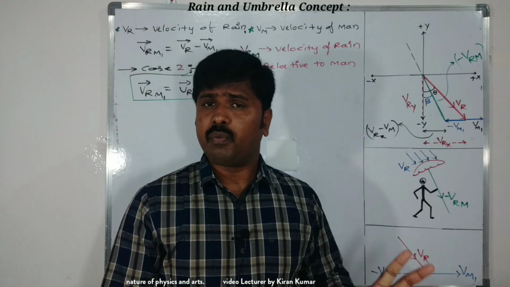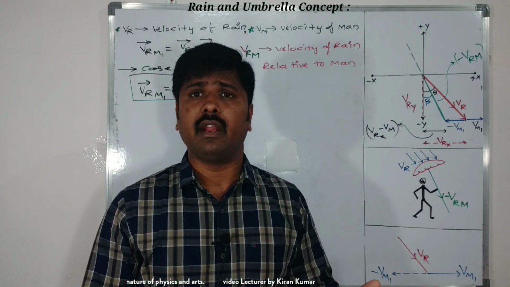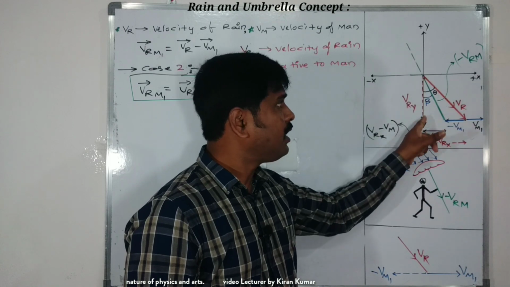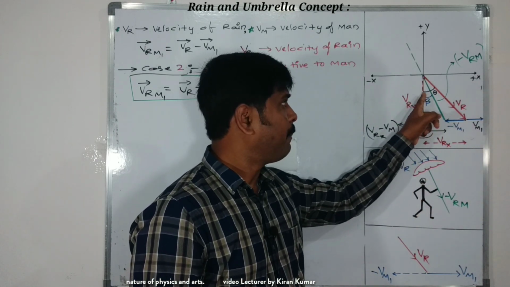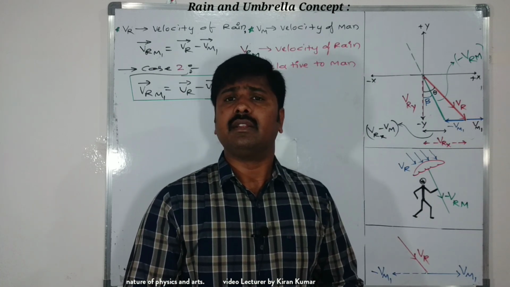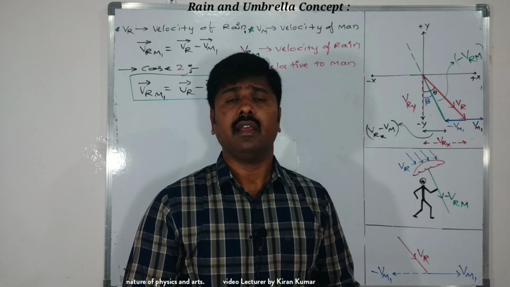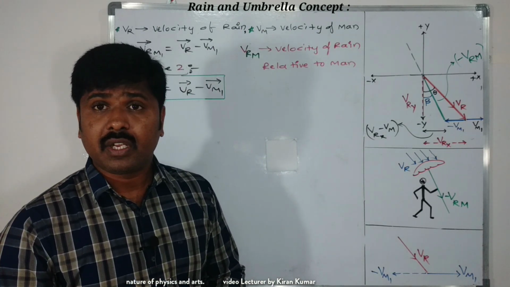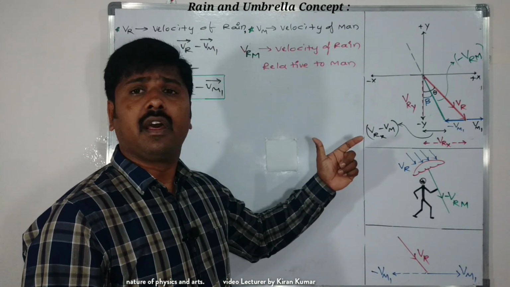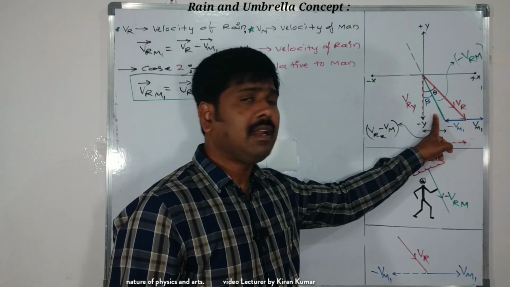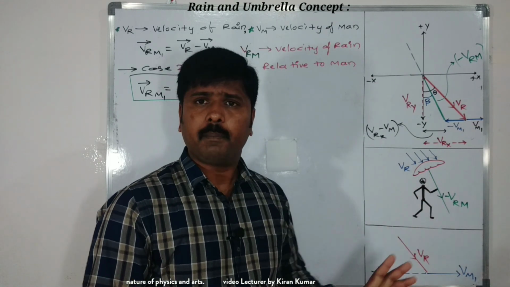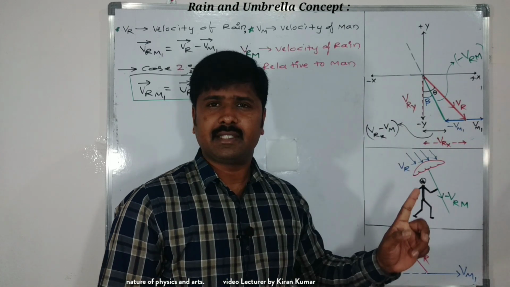Vr, what is Vr? Vr is the velocity of the rain. Rain is falling with a velocity Vr, which makes an angle theta with the vertical. Now we have to find the resultant velocity, which represents the direction of the umbrella. Here the velocity of rain relative to the man is the green line, which represents the umbrella direction with the vertical. That is taken as beta.